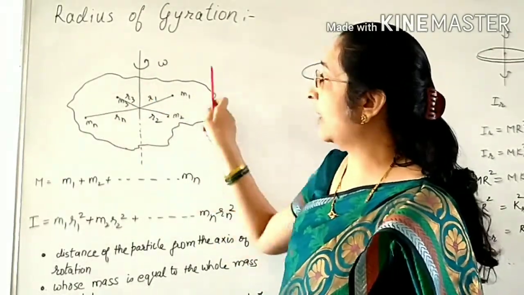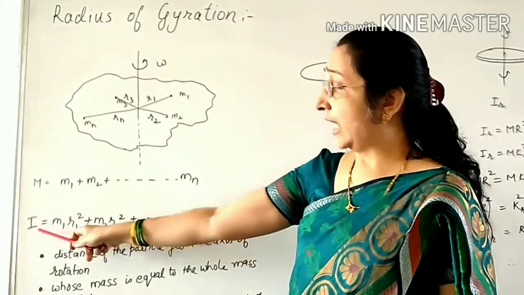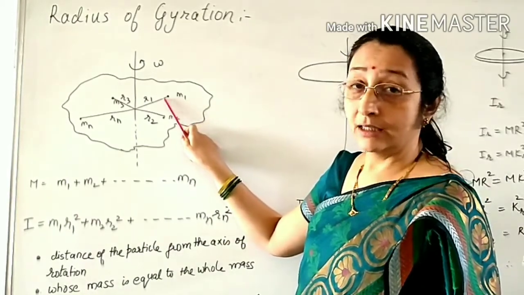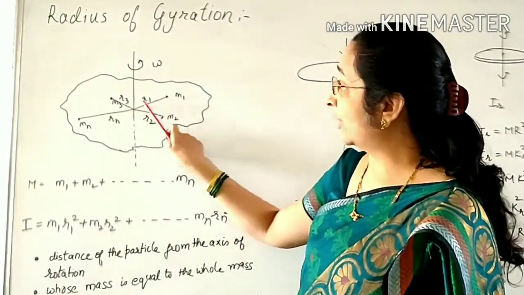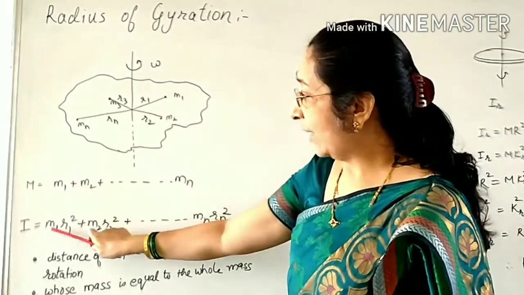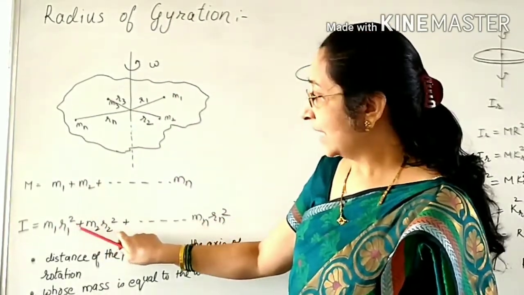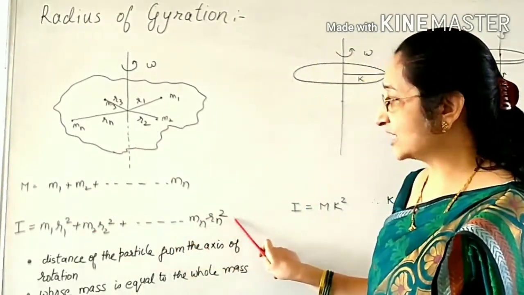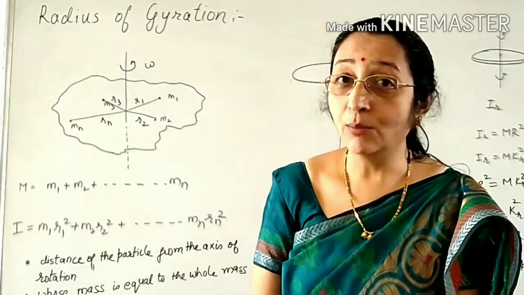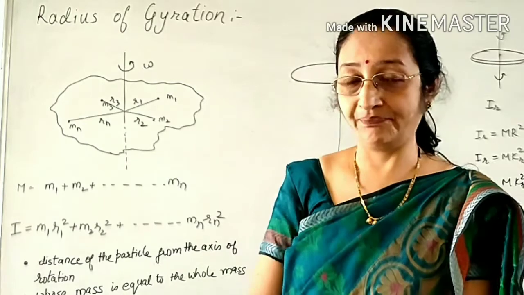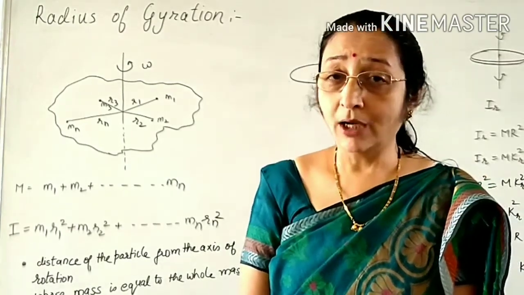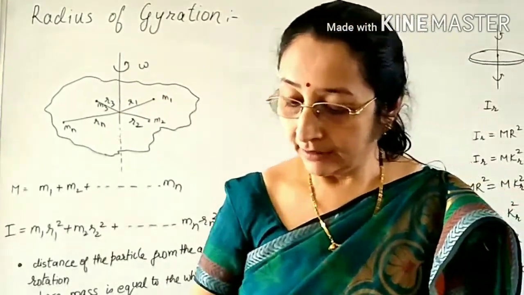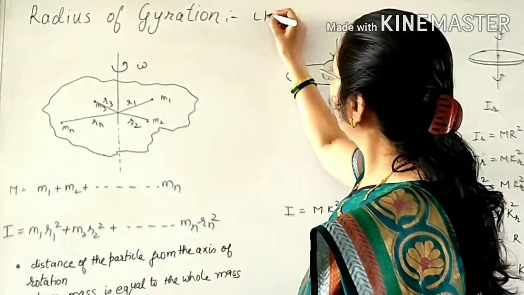The moment of inertia of this body is given by I, which is the first particle into the square of the distance from the axis of rotation of that particle. So this is m1 r1 square plus the second particle m2 r2 square up to mn rn square. In this way we find the moment of inertia of the body. Now we are going to discuss the radius of gyration, and the symbol for the radius of gyration is K.